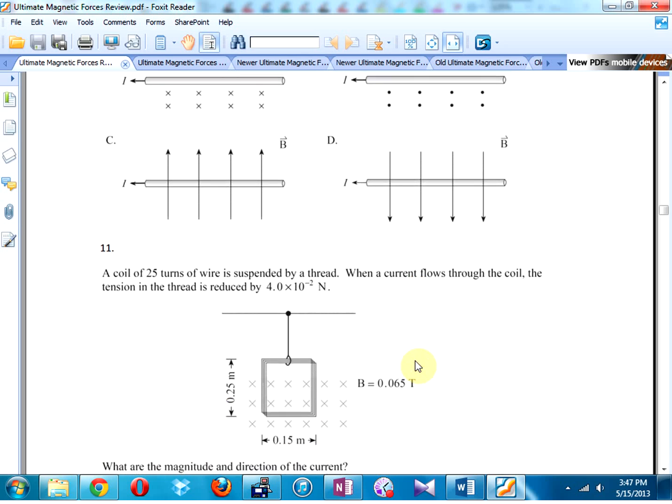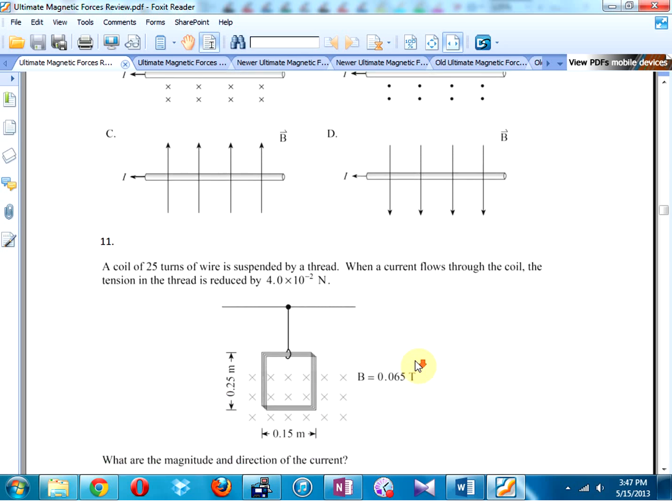Number 11. Ready? Here's another right-hand rule question. It says, when current flows through this coil, the tension in the thread is, what's the word right there, Diana? That means which way is the force in this coil if the tension got less?